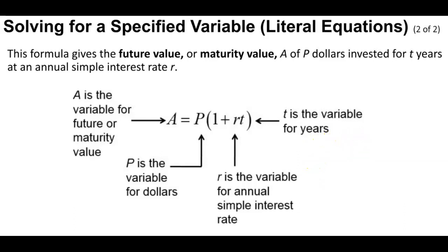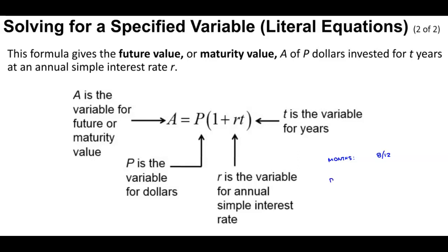Now, let's say that instead of them giving the time as years, they give it to us in months. So whatever the amount of months would be, for example, if they said 8 months, then that would be 8 divided by how many months you have in a year, which is 12.